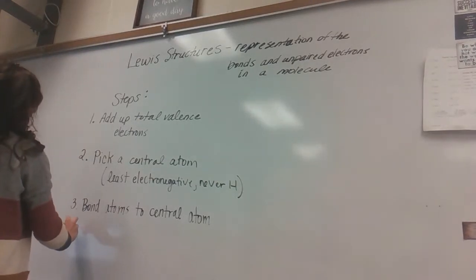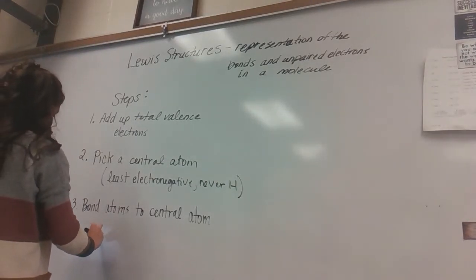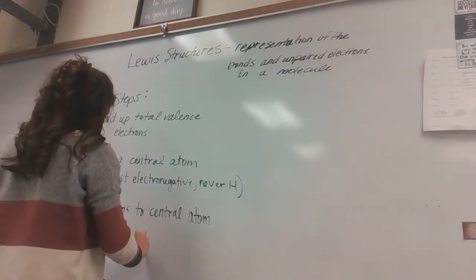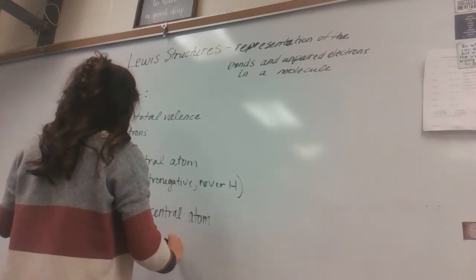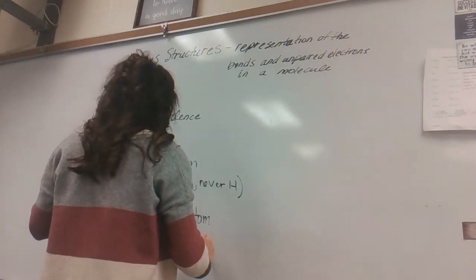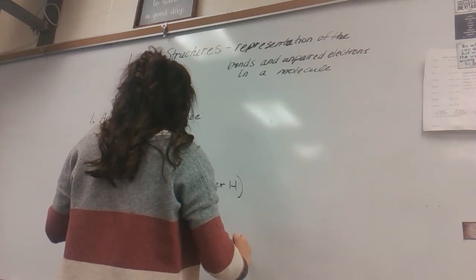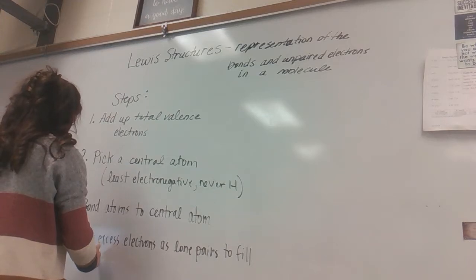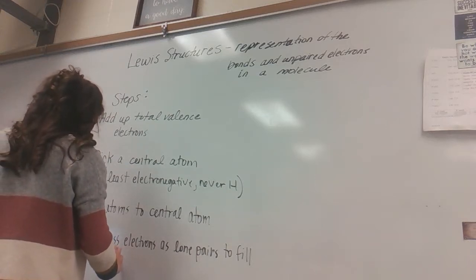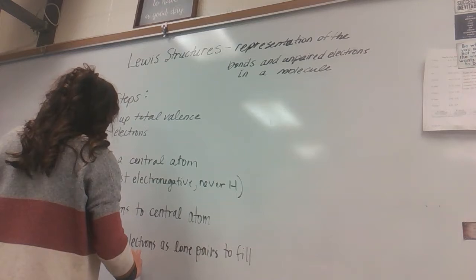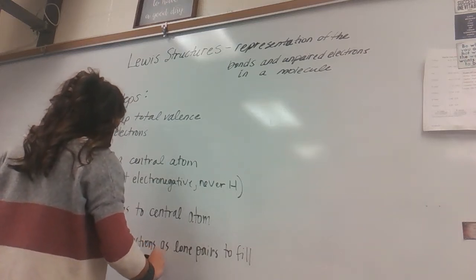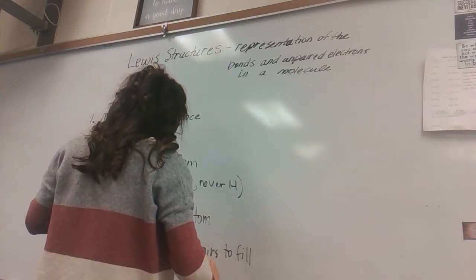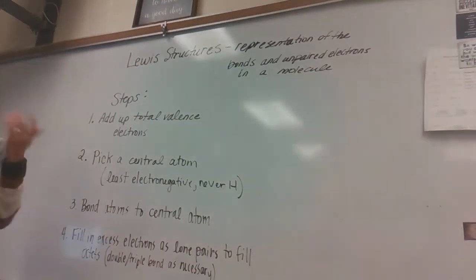Step 4, fill in excess electrons as lone pairs to fill octets. We'll talk about what all this means in a second. Double or triple bond as necessary. And I'll explain what that means in a second.